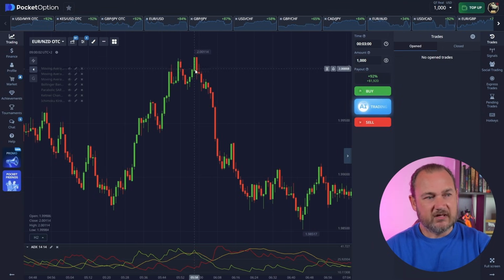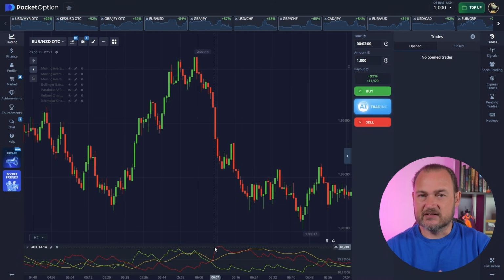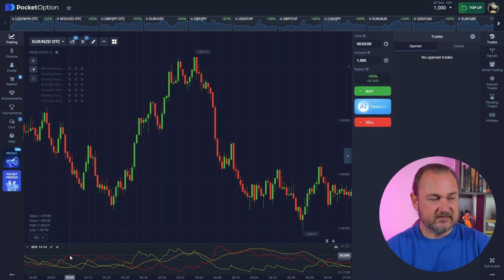Okay, we had a massive drop off here, a few big red candles, and when this happened, we can see that the DI minus spiked up. It did not gradually move up like it does here. For example, we had the drop off here, but these weren't really big candles.